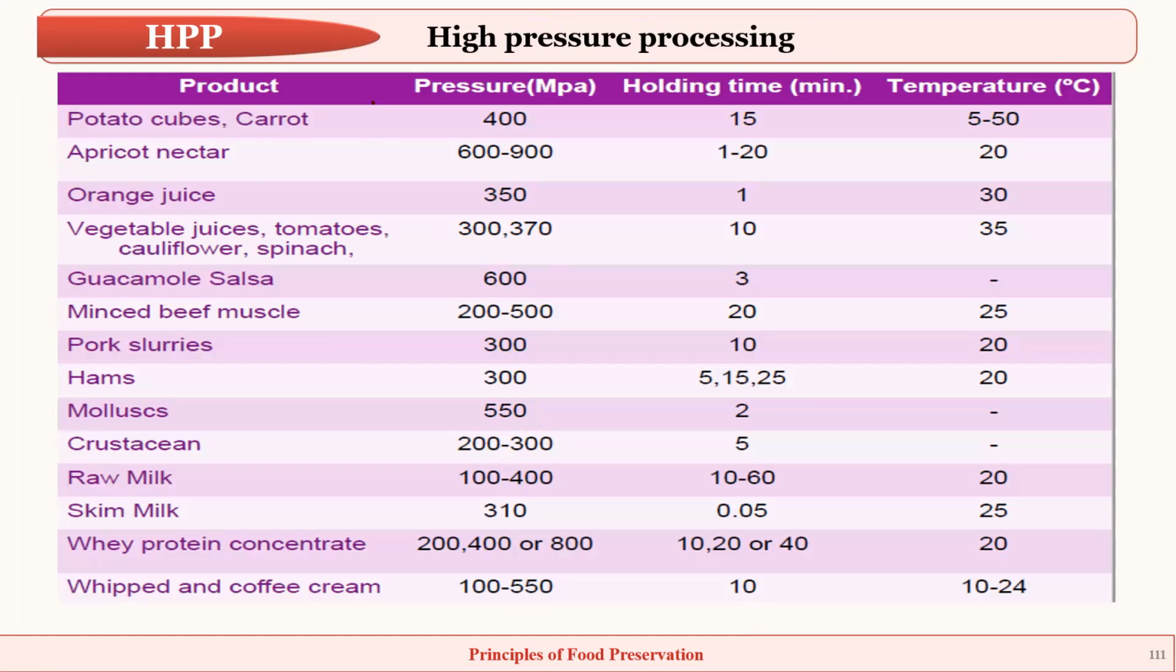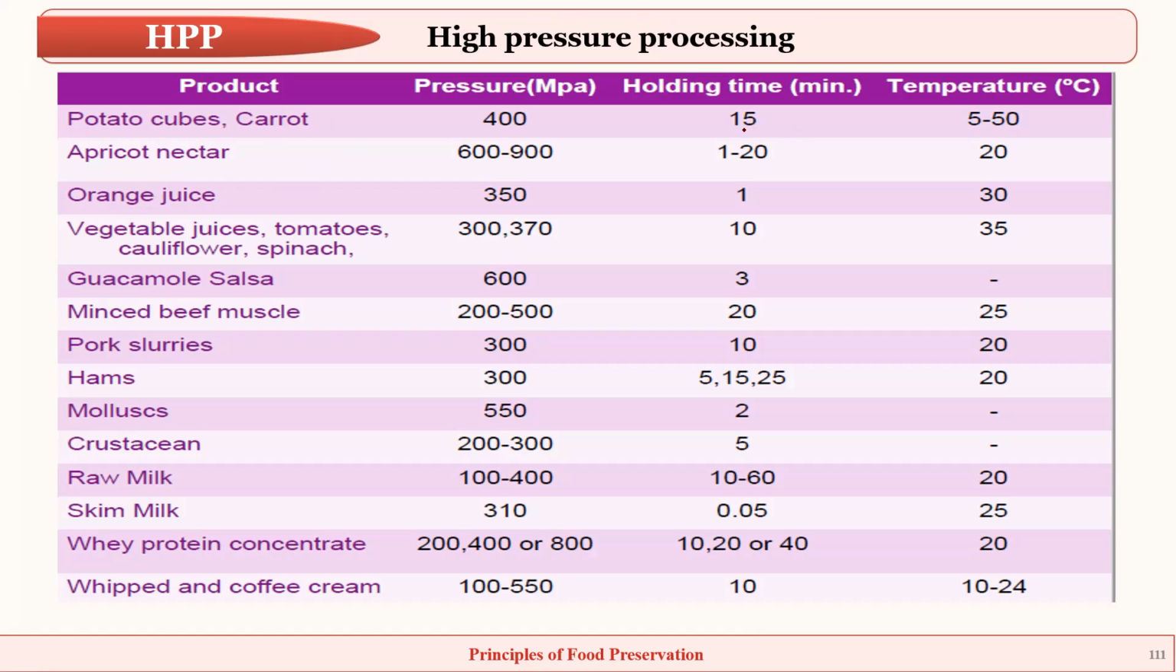According to some of the research papers which have been published, for example, for potato cubes and carrots, 400 megapascal pressure with a holding time of 15 minutes and a temperature range between 5 to 50 is enough for achieving a good product in terms of reduced microbial load as well as texture and sensory acceptability.